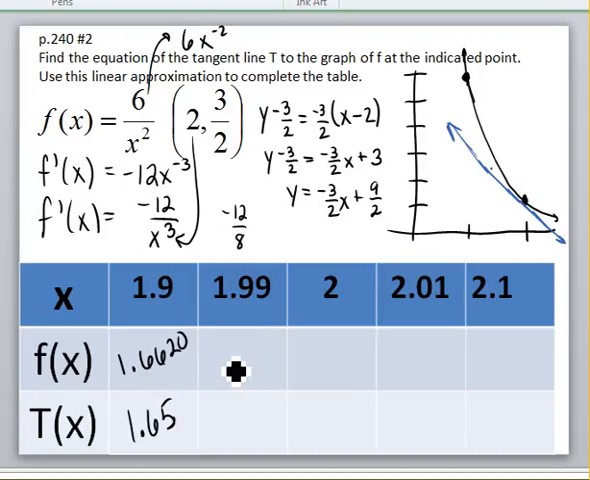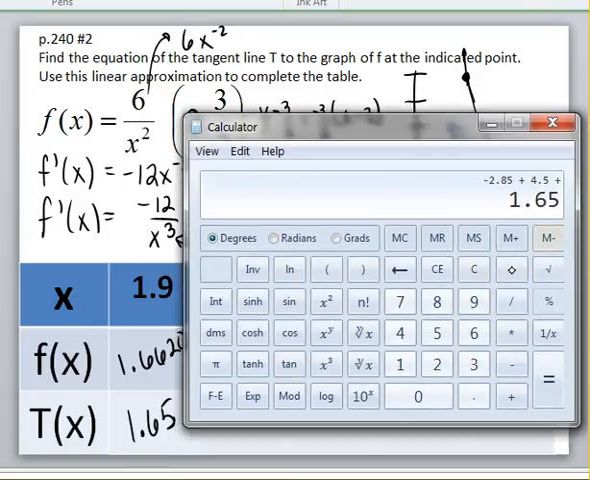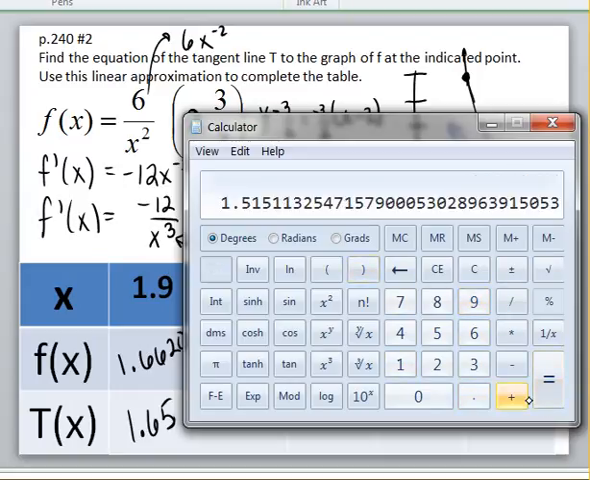Let's go ahead and continue this and show how 1.99 also is going to be very close. So when I plug in 1.99 for x here, I have 6 divided by 1.99 times 1.99. That gives me the answer of 1.5151.